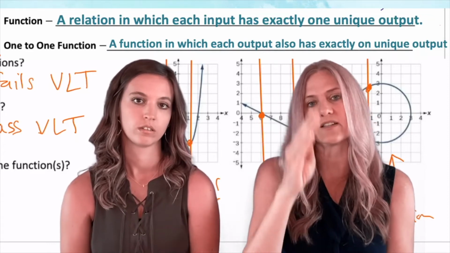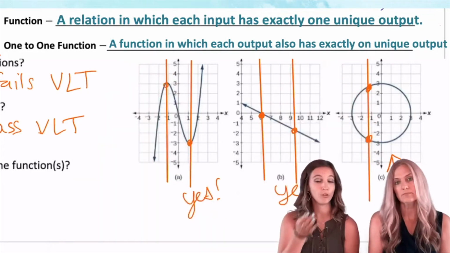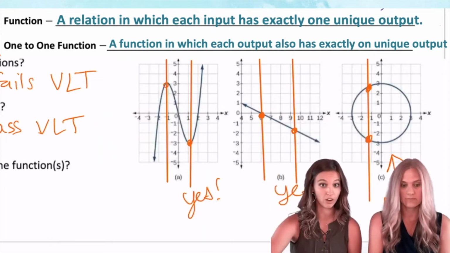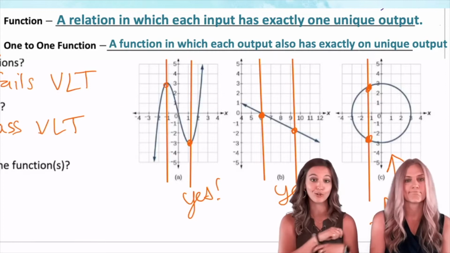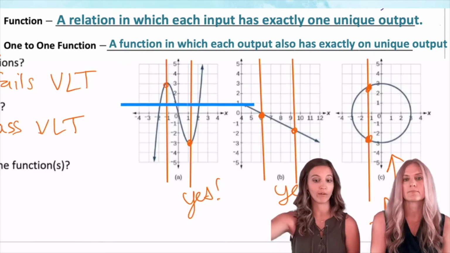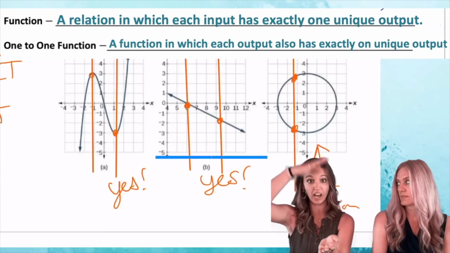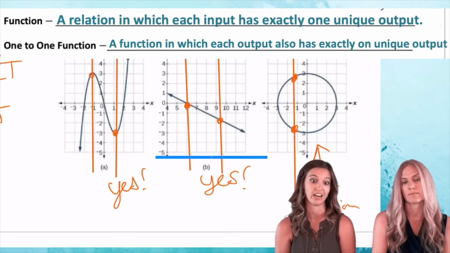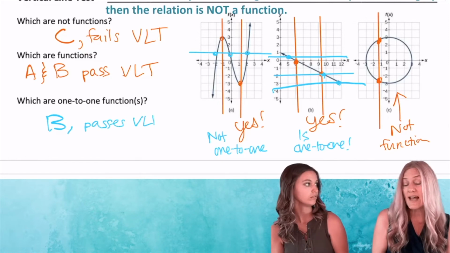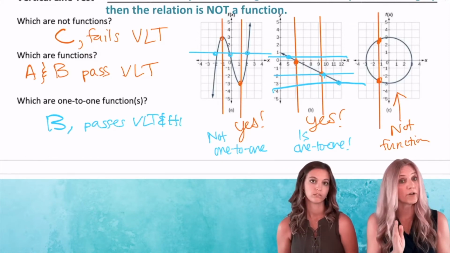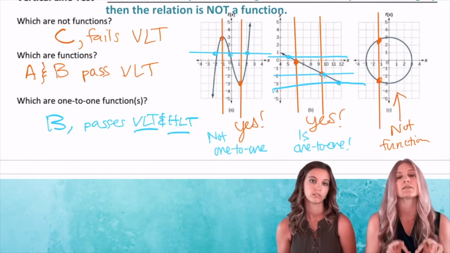So keep in mind that's the vertical line test. Since A and B both pass the vertical line test, I can now run the horizontal line test on them. If I run the horizontal line test on A, totally doesn't pass. I could cross up to like 3 times. But if I run it on B, since it's a straight line, I'm only crossing the horizontal line once at any given point. So yes, B is a 1 to 1. And pretty much every line that does not happen to be a vertical or horizontal line is a one-to-one function.